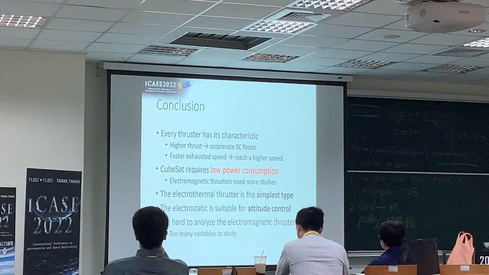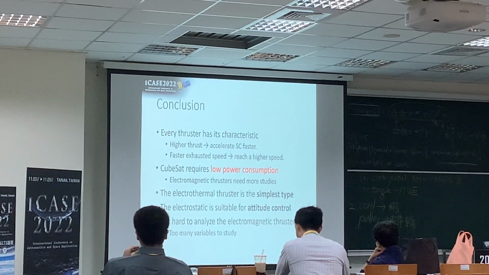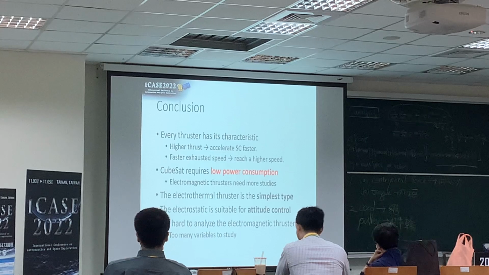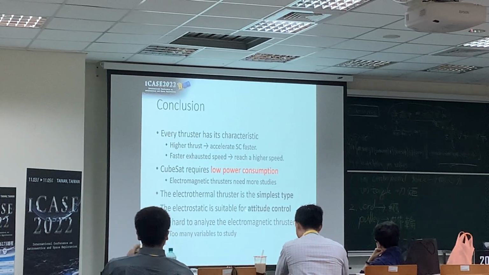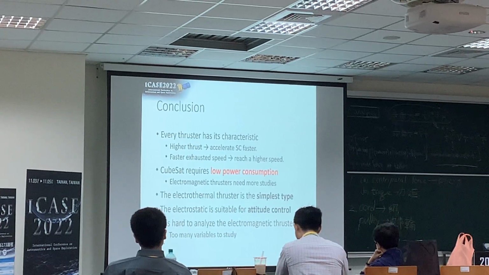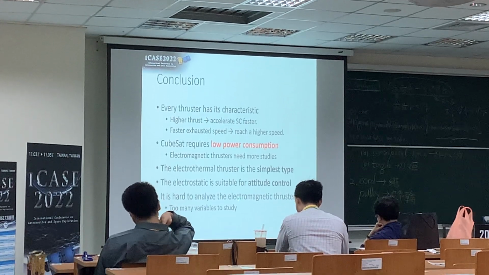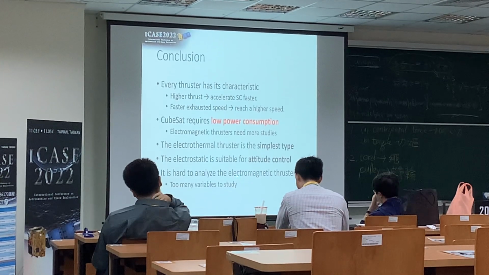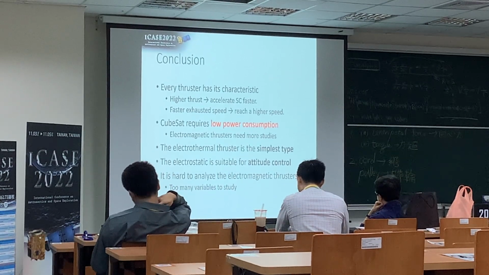The simplest type of electric propulsion is the electrothermal thruster, and it can produce the strongest thrust. The electrostatic thruster has lower thrust that is suitable for attitude control. And it is hard to analyze the electromagnetic thruster. The methodology should be improved for analyzing this kind of thruster. And that's all for today.